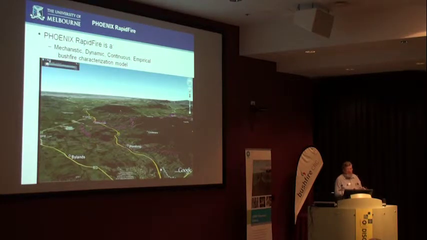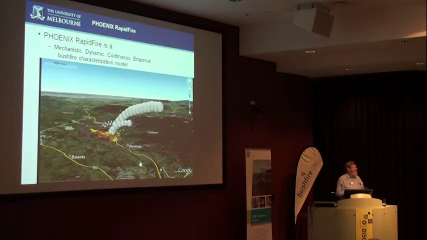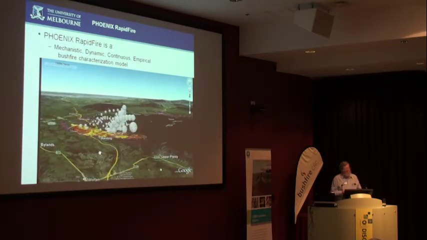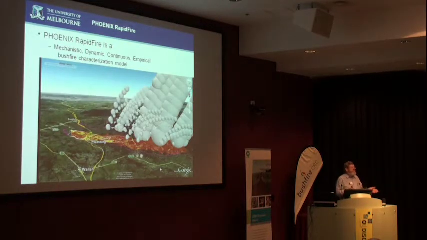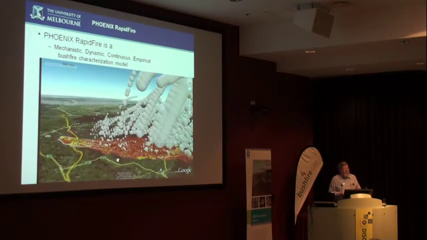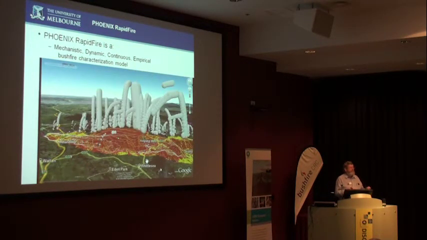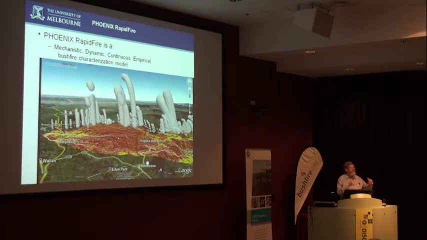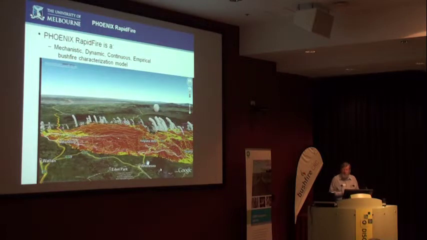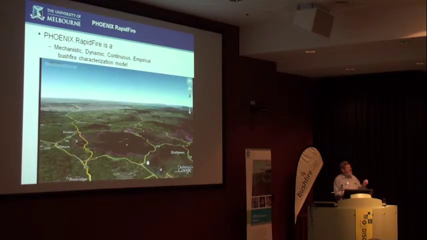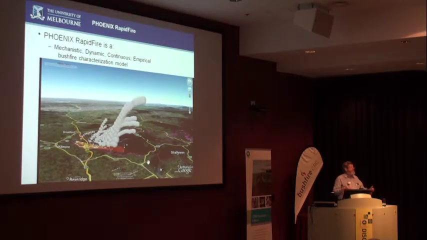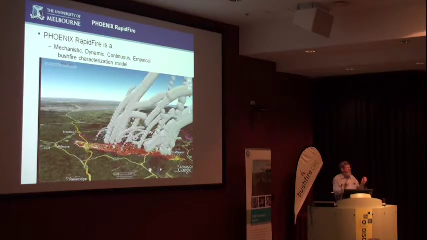So PHOENIX RapidFire is really a mechanistic, dynamic, continuous, empirical fire behaviour model. It's mechanistic because every time you run it, providing the inputs are the same, you'll get the same output. It's dynamic because the way in which we incorporate the fuels, the weather, the terrain, really depends on what happened in the previous time step, and perhaps even an hour or so before the fire got there. So you're not necessarily going to get the same calculated value at every point in the landscape every time you run the model. It's continuous because the fire perimeter is spread continuously across the landscape, even though we have these little cells that you'll see there.